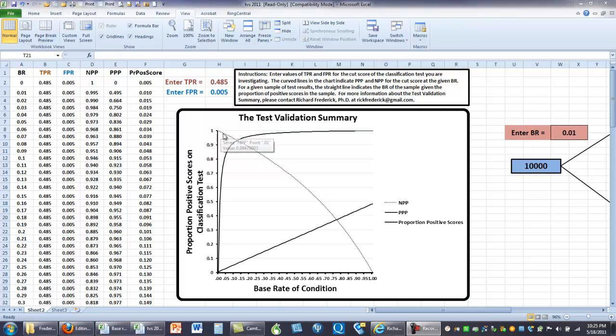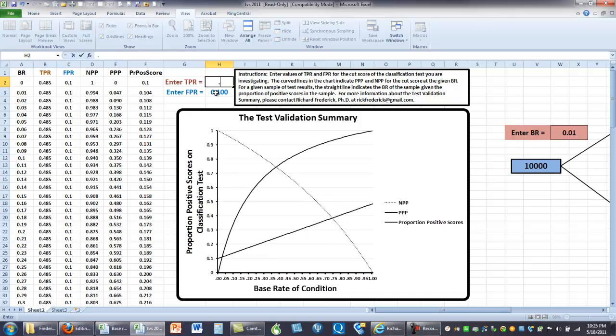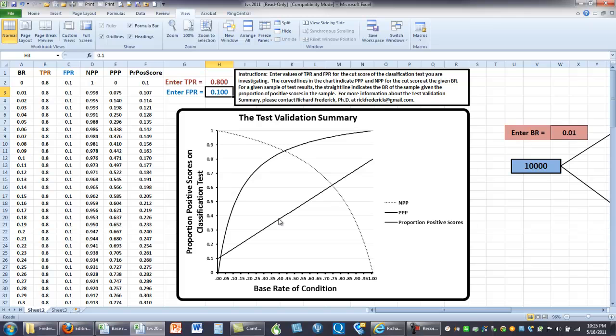And the other curved line here is negative predictive power. What's the probability that you do not have the condition if your test score is negative? Now these things change. We can come up here and from the research determine what we think is the false positive rate and the true positive rate of the test. So here's a pretty good test. The true positive rate is 80%. 80% of the people who have the condition have a positive test score, and 10% of the people who don't have the condition get a positive test score.